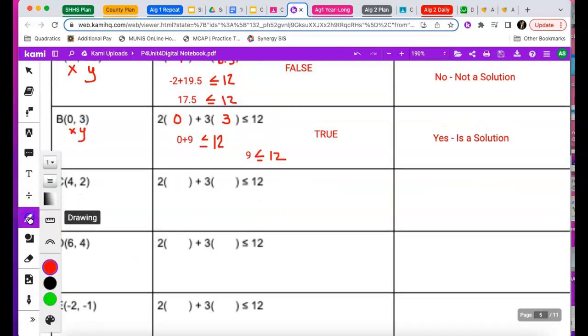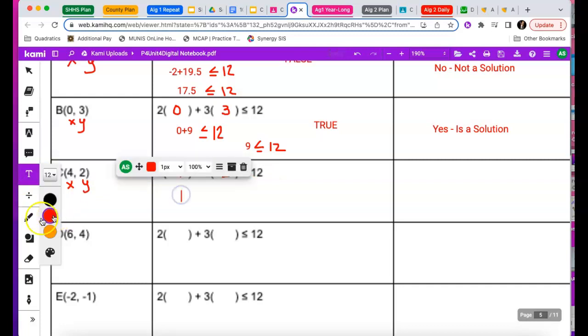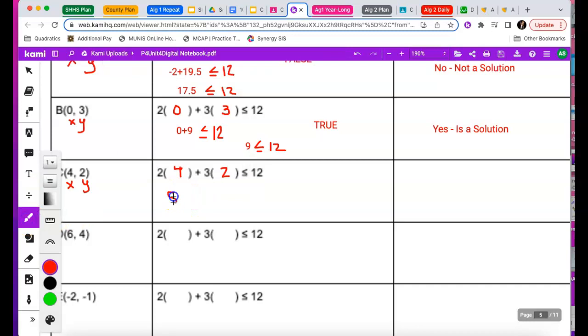All right, so we're going to go ahead and look at the coordinate for part C. So the x is 4, the y is 2, so we'll substitute the 4 in for the x first, the 2 in for the y second. So now I'm going to calculate 2 times 4, which is 8, and then 3 times 2, which is 6. So 8 plus 6, is that less than or equal to 12? 8 plus 6 is 14. Is 14 less than or equal to 12?